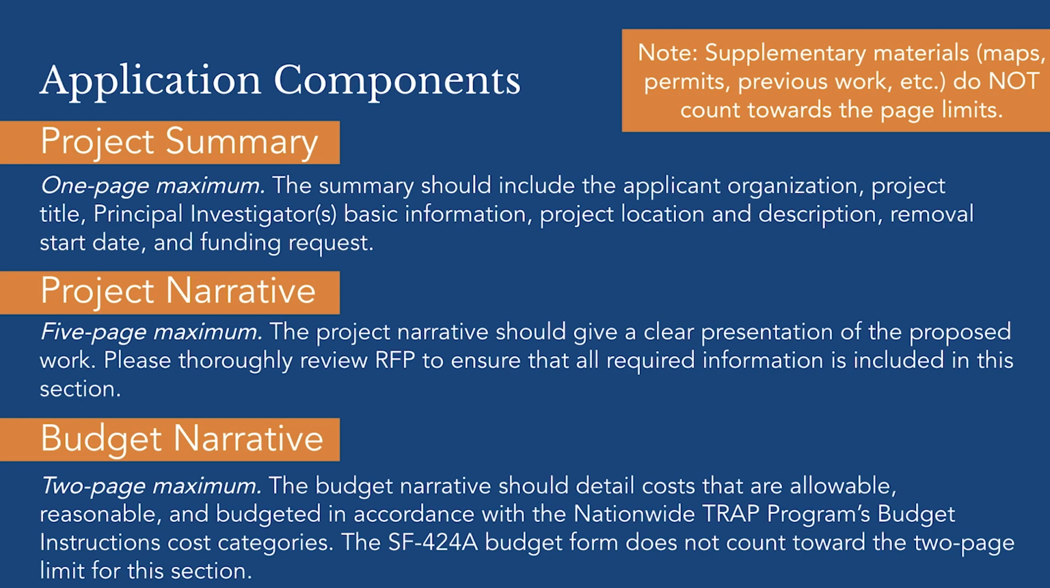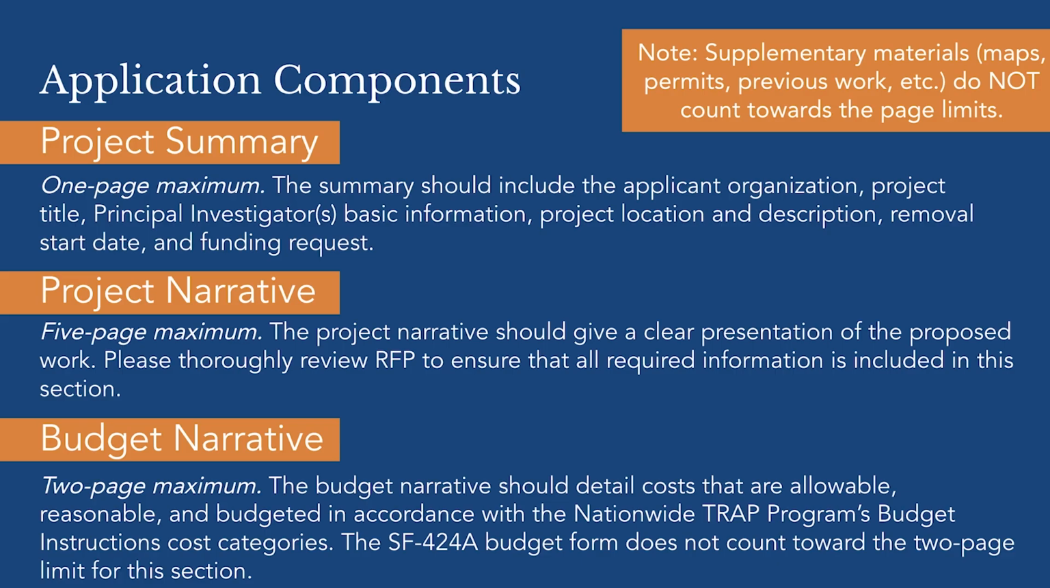The application for this request for proposals has three main components: a project summary, project narrative, and budget narrative. Applications must adhere to the page limit for each section. The one-page maximum project summary should include the applicant organization, project title, principal investigator's basic information, project location and description, removal start date, and funding request. The 5-page maximum project narrative should give a clear presentation of the proposed work. Please thoroughly review the RFP to ensure that all required information is included in this section.